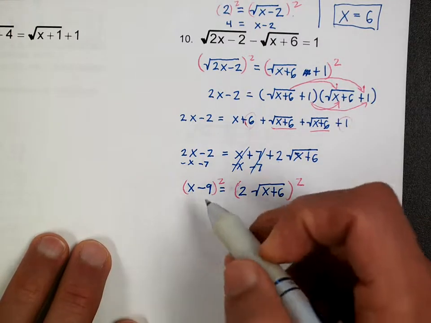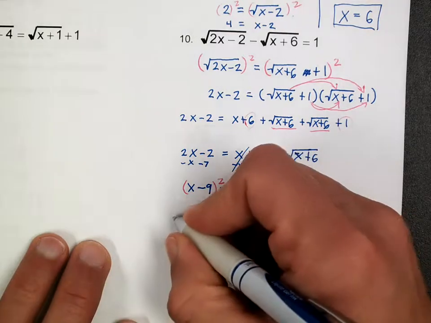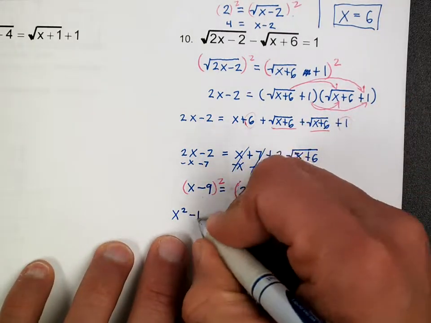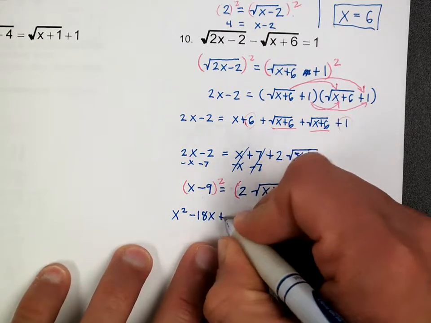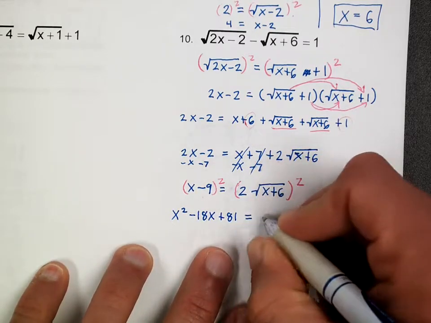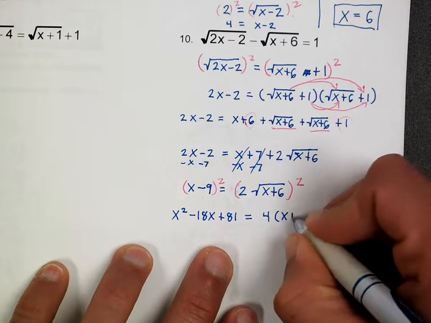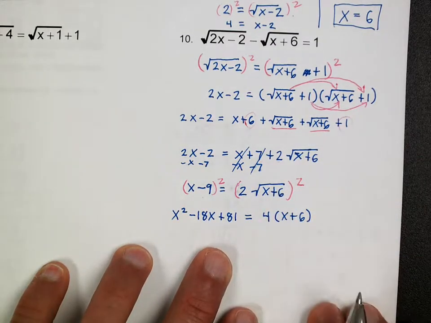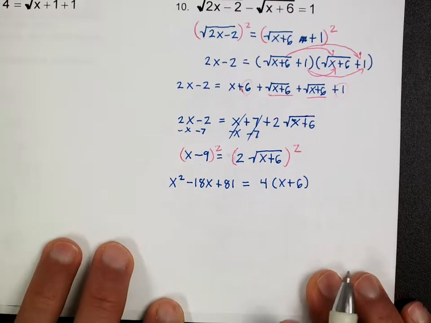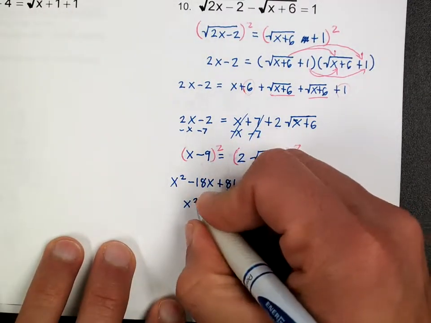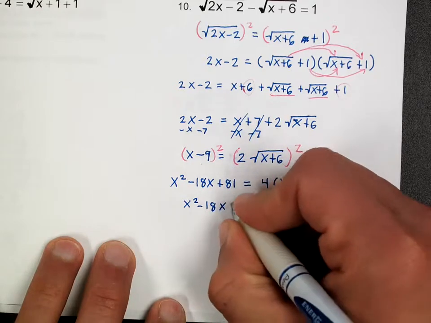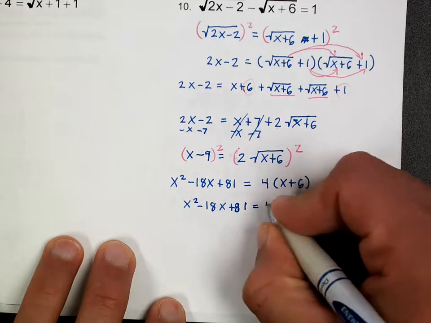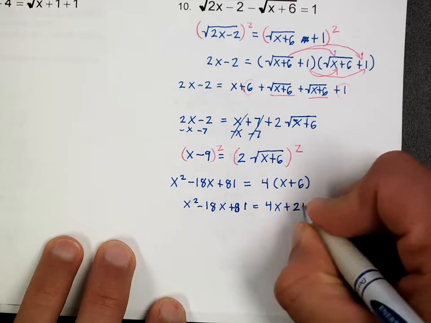Alright, so I'm going to square this. Now this is foiling. I did teach you foiling up here. It's the same idea. Plus 81, and this would be 4 times x plus 6. So essentially we're squaring that 2, and we're squaring this, which gives us this. Okay, so this should be the downhill slope for you. This is 4x plus 24.